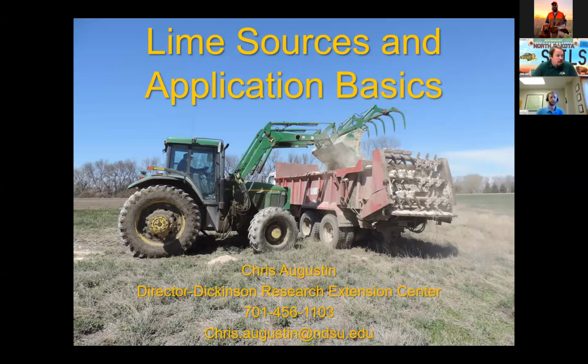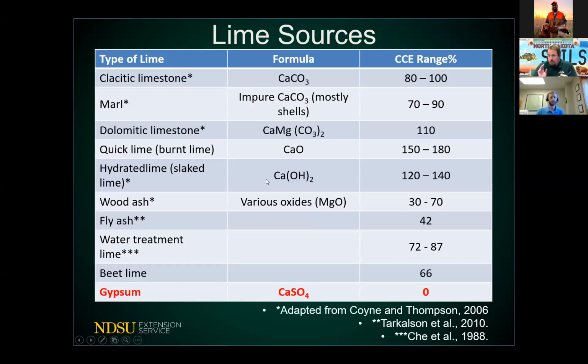I'm going to be talking about lime sources and then some basics, some things to keep in mind if you are making a lime application. And so there's all sorts of lime sources. Agricultural lime is kind of the standard. That's predominantly calcitic limestone. There is dolomite limestone, which has some magnesium with it, but that is more so where everything is based off of on this scale.